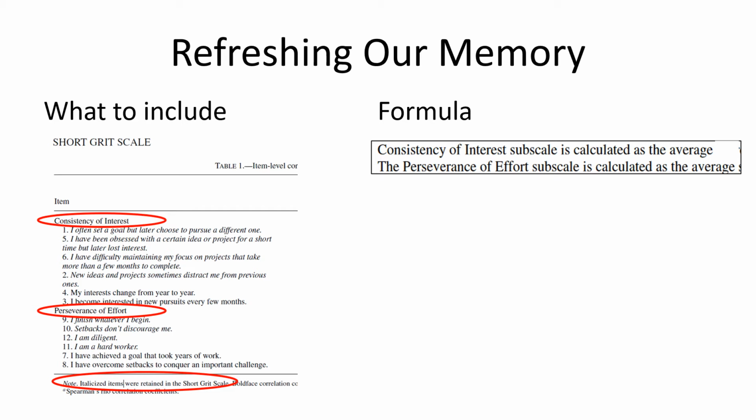For the short grit scale, we know what to include because of the way the items were organized in the table in the article that talked about the version of the measure. You might remember it was a little trickier to figure out how to actually determine the score, in other words, what the formula would be. After looking at a couple of sources on the web and the results of the study using the measure, I figured out that we average responses.